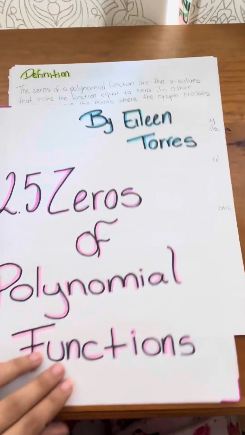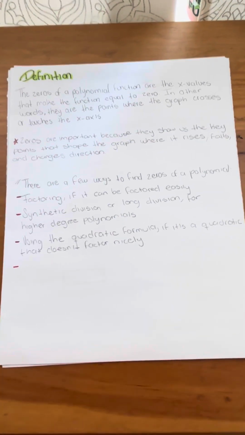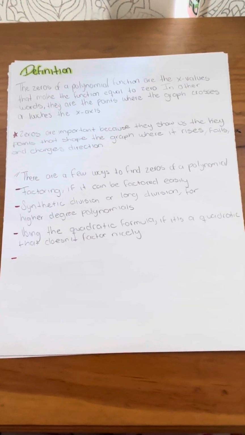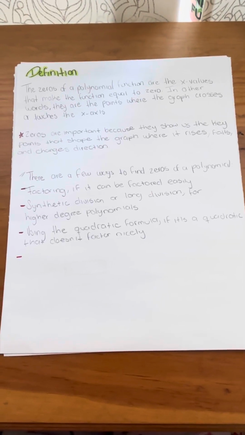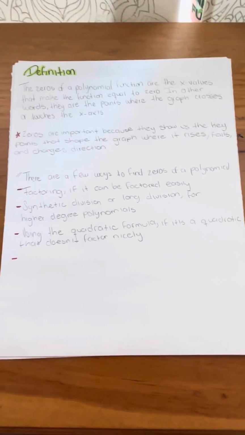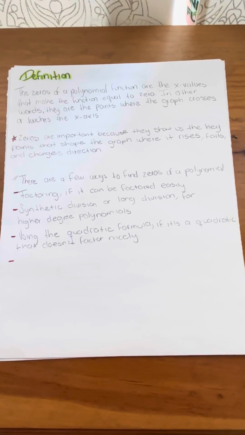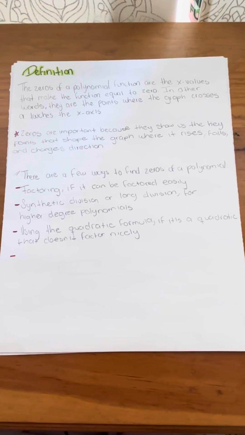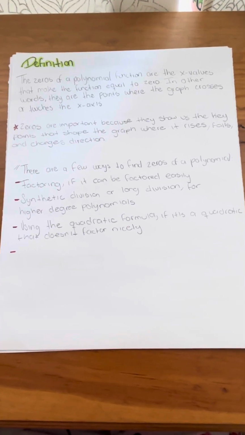Okay, now we're gonna start with the definition. The zeros of a polynomial function are the x values that make the function equal to 0. In other words, they are the points where the graph crosses or touches the x-axis. Zeros are important because they show us the key points that shape the graph, where it rises, falls, and changes direction. There are a few ways to find zeros of a polynomial.